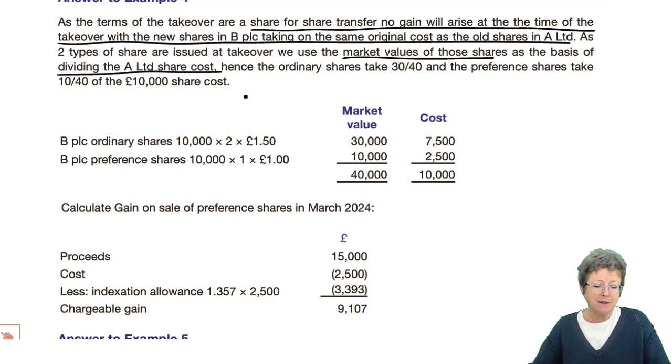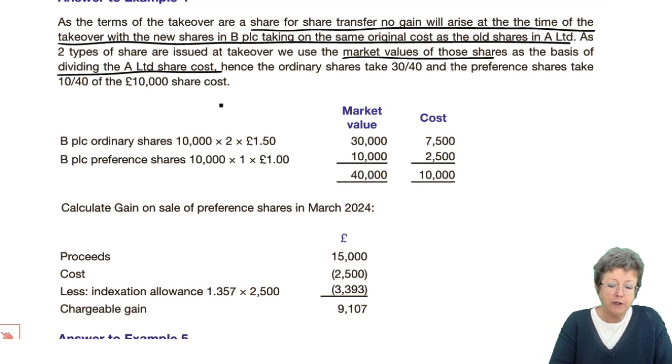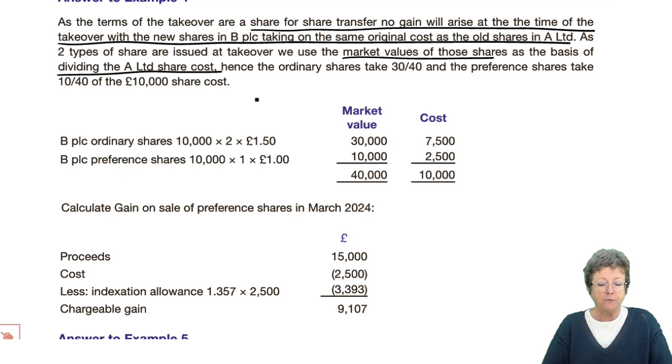So he's had 10,000 ordinary shares and they're going to get 2 for each one of those. And they were market valued at £1.50 each. So the value of those new shares at the time of the takeover is £30,000. Also getting some preference shares, and they are valued at £1 each. So £10,000 is the values. This is the total value at the time of the takeover.